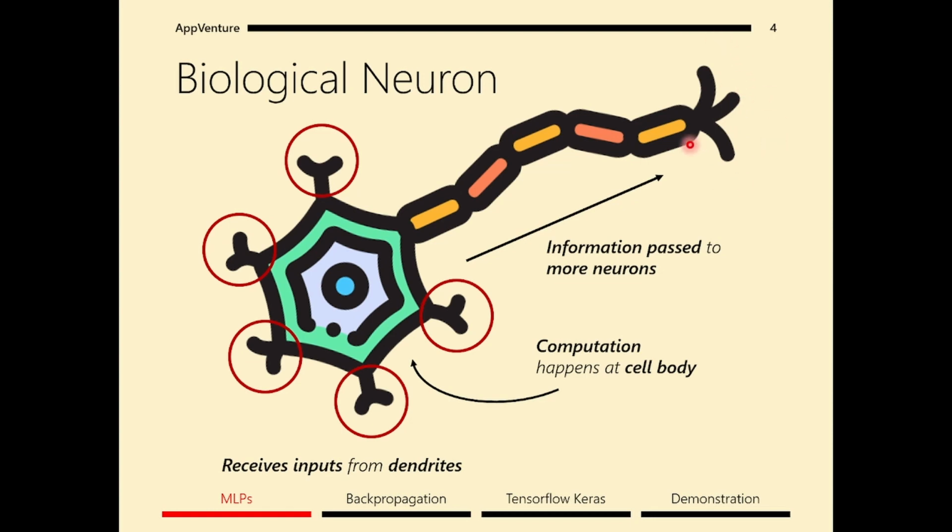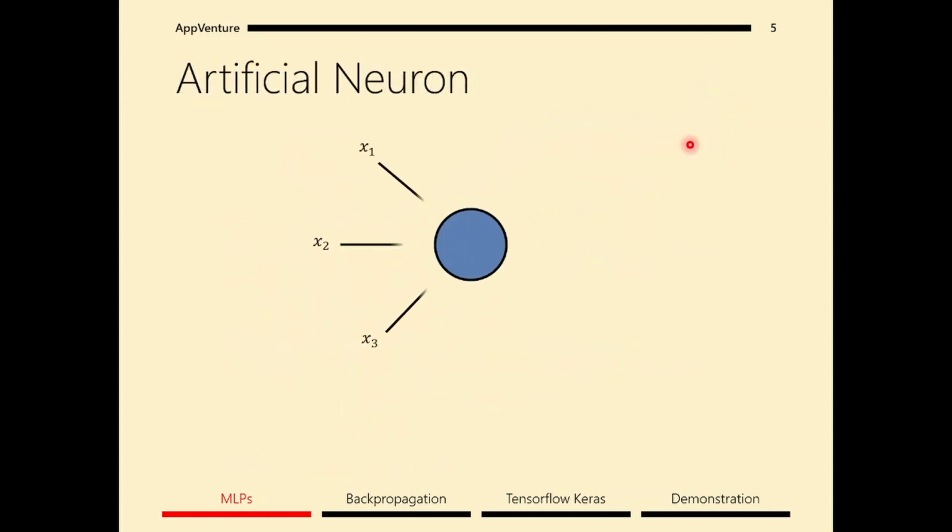So how can we turn this biological neuron into an artificial one? You can view a single neuron as a function. It takes in many inputs, performs some computation, and provides an output. Its input is a list of different numbers.